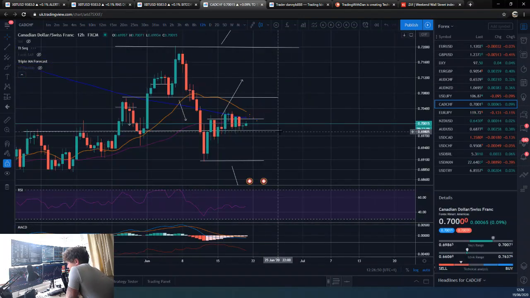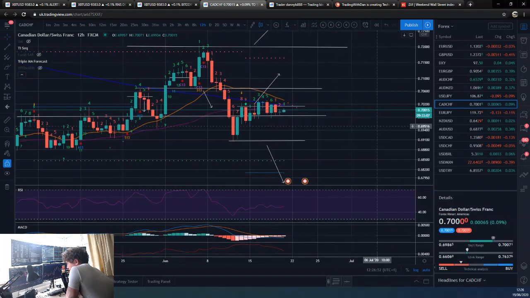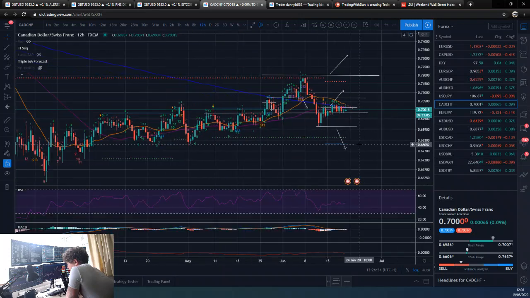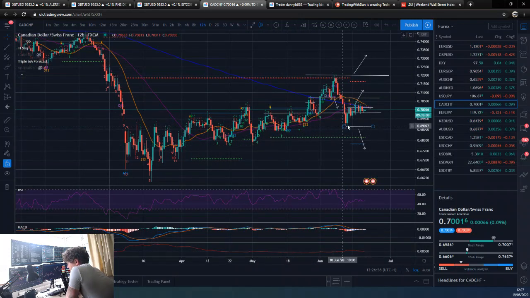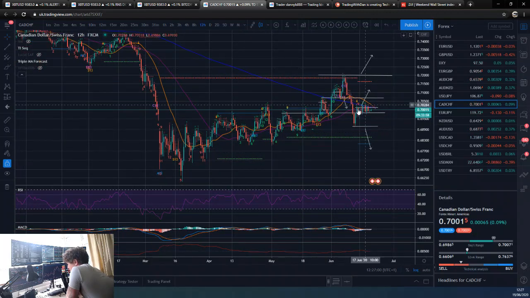Right, Canadian dollar, Swiss franc. This is clearly going to be one that's looking like the other one. These are basically, I just call these the stock market currencies, because this is just the stock market.